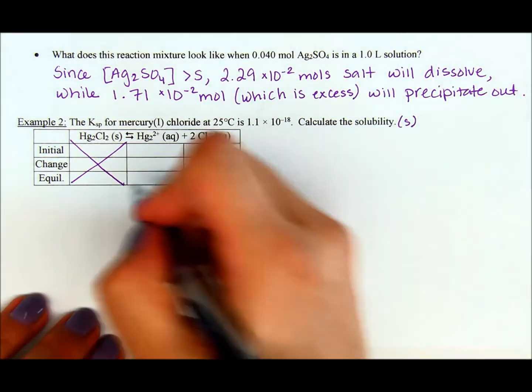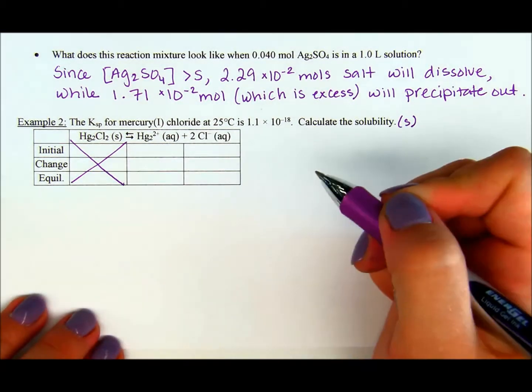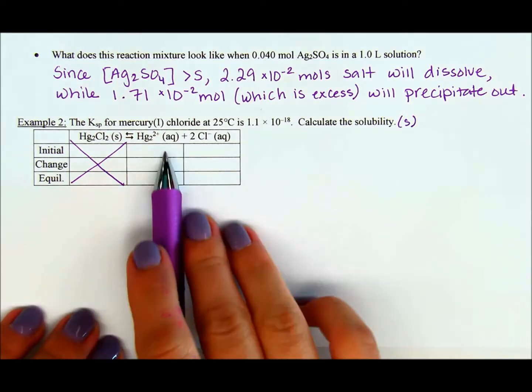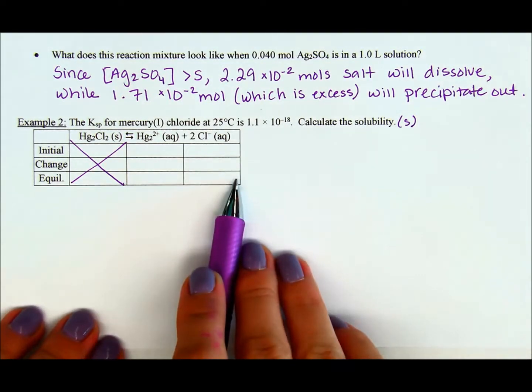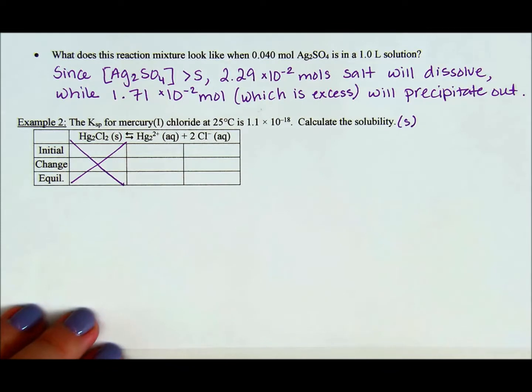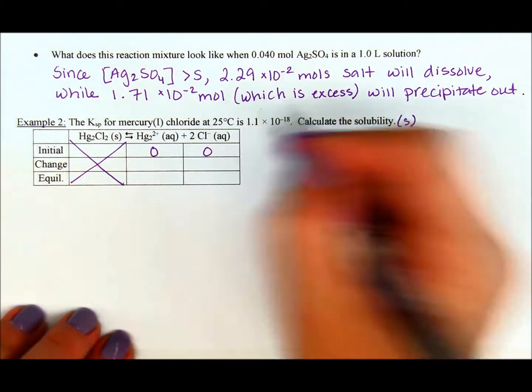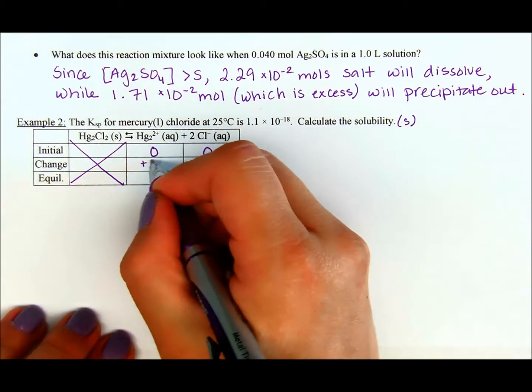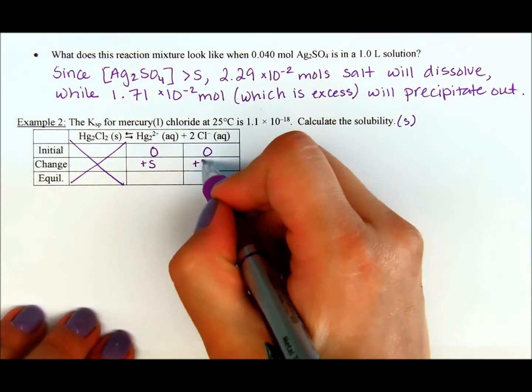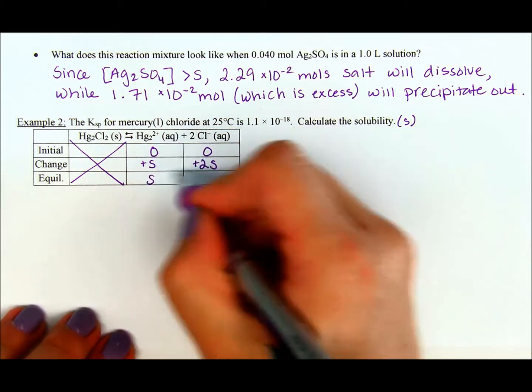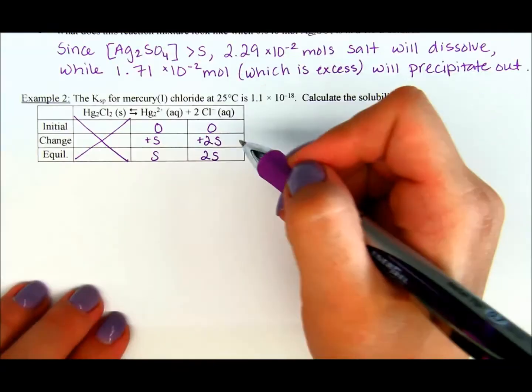So that's your start. I'd like you guys to go ahead and now pause the video and see if you can fill in this ice table and then come back. Just fill in the ice table and come back. Okay, hopefully you had 0 to start with. Here we just have plus S. Here plus 2S. And then this is just going to be S and 2S.